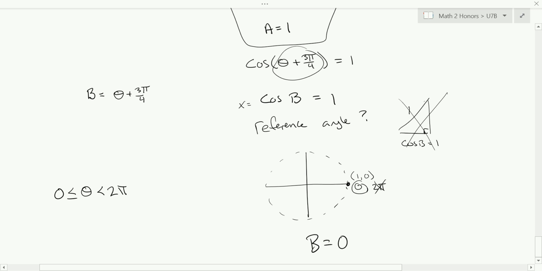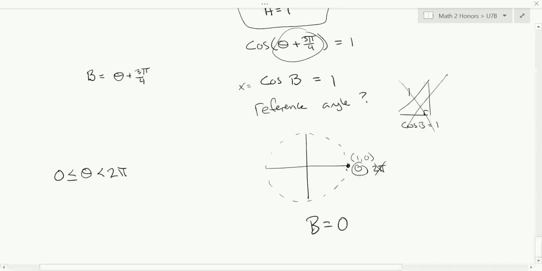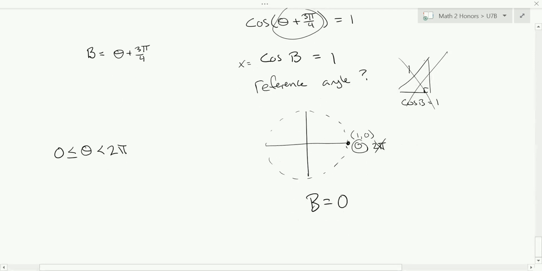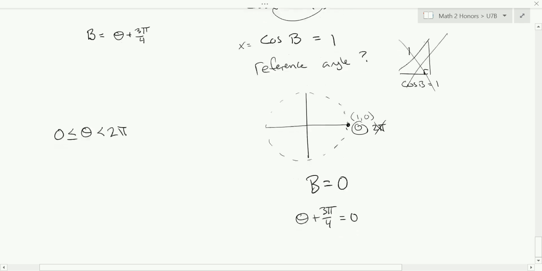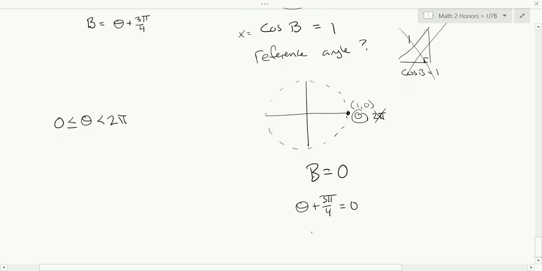But were we after b? No, we were after theta. But we're almost there. So now b is theta plus 3 pi over 4, and that's equal to 0. So what's theta? Just subtract it from both sides and you get negative 3 pi over 4. And now we found what we wanted.